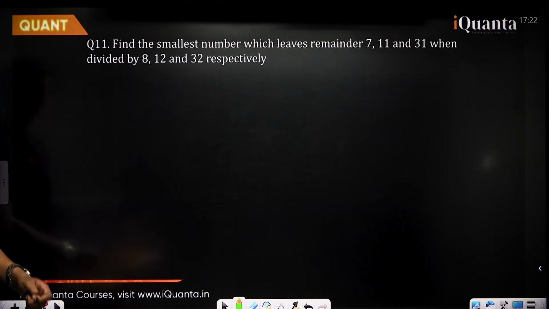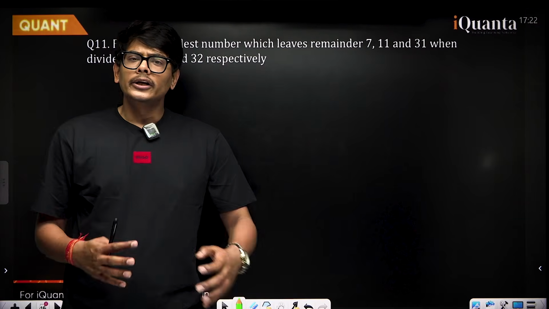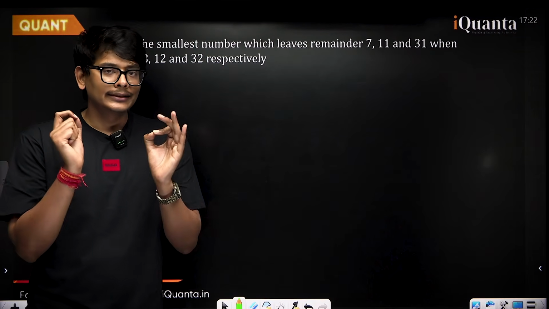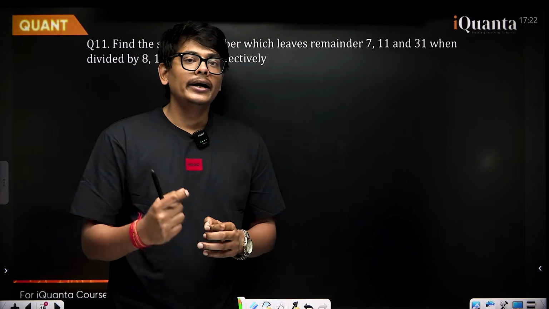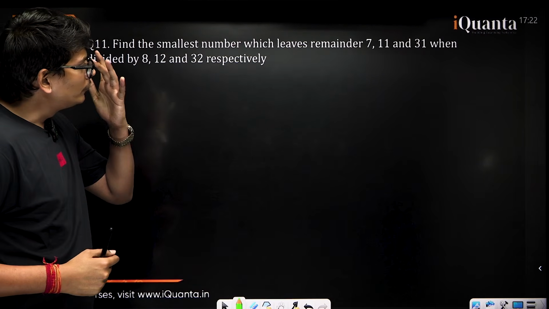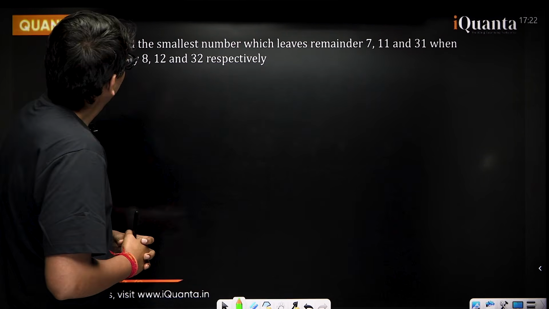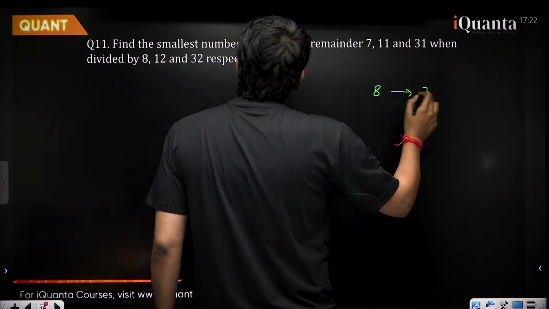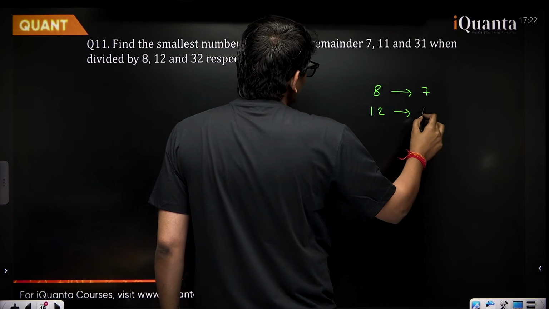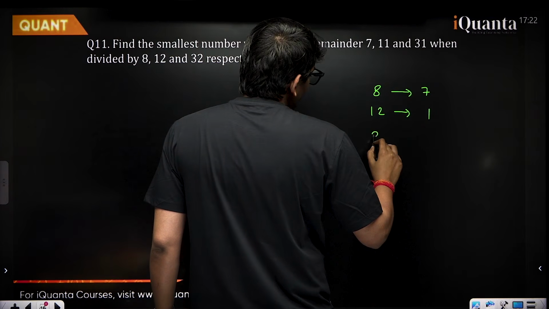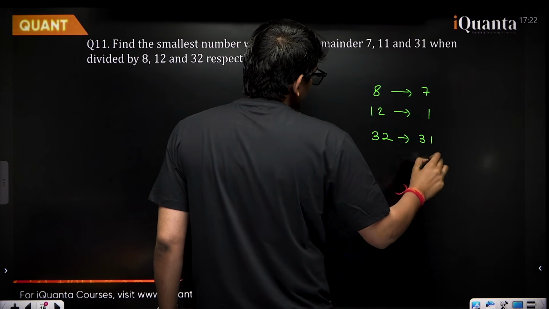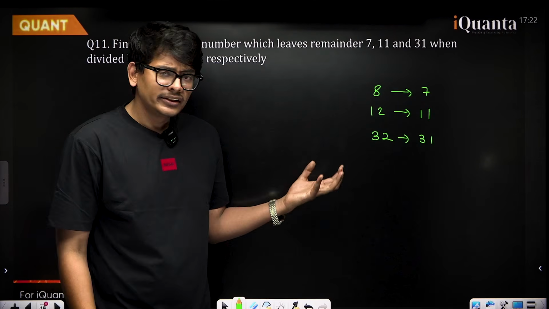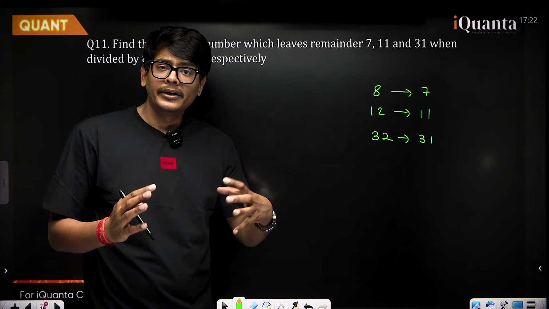Next. So till now I have covered a few questions of LCM, but every time the remainder was the same. What if the remainder is different? So it's a beautiful question on that part. When we are dividing by 8, we are getting remainder 7. When we are dividing by 12, we are getting remainder 11. When we are dividing by 32, we are getting remainder 31. So we can see there are positive remainders, and these positive remainders are different.